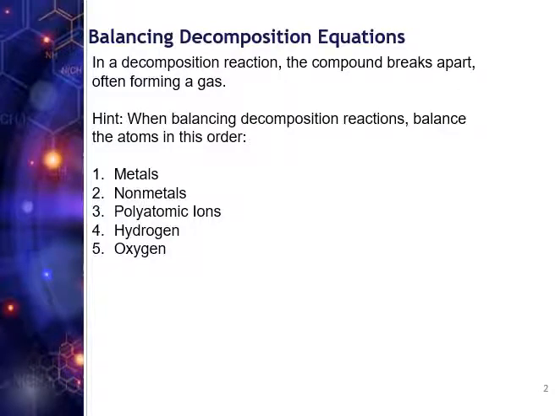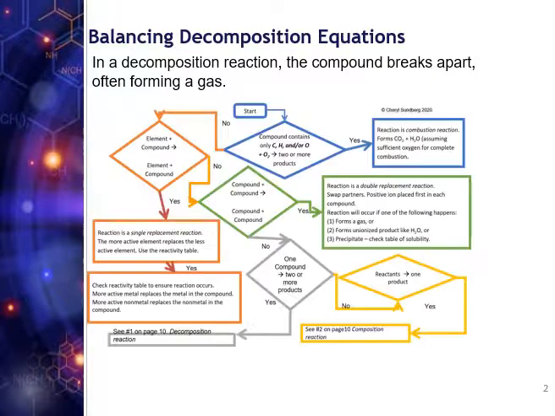When balancing decomposition reactions, generally balance atoms in this order: metals, nonmetals, polyatomic ions, hydrogen next to last, and oxygen last. In a decomposition reaction, you have one compound and then an arrow. There is no plus sign on the left side of the equation.